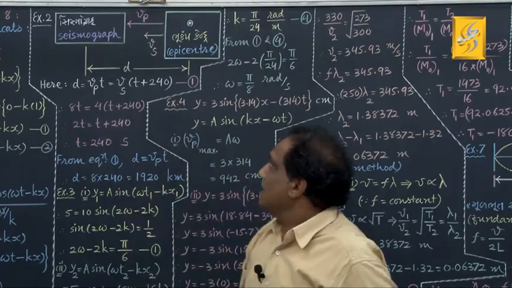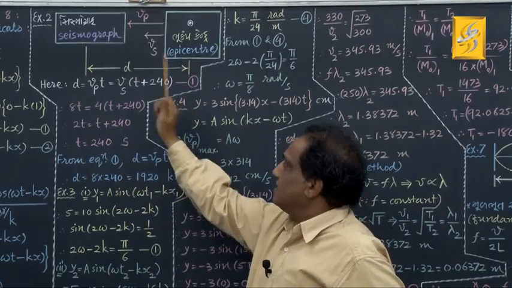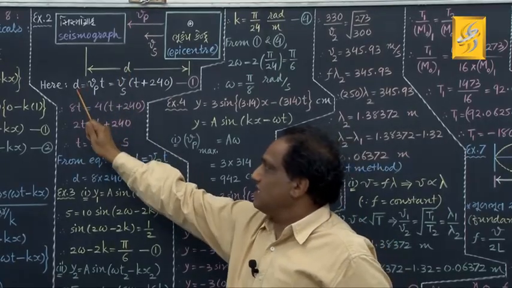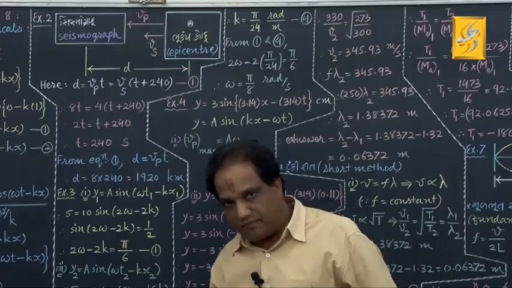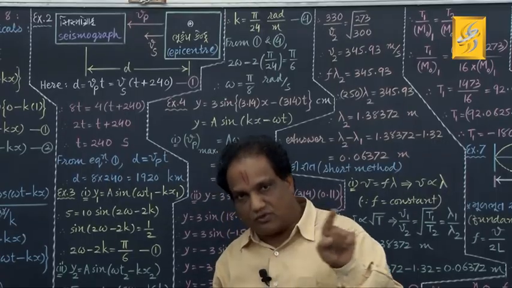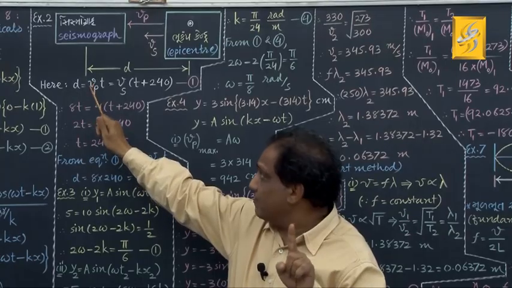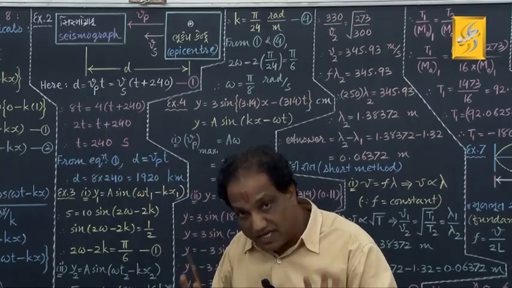Now this distance between the epicenter and the seismograph I am taking as D. Don't you know distance equals constant velocity into time. Constant velocity for the P type of wave I am taking as Vp, into time, which I am taking as T.